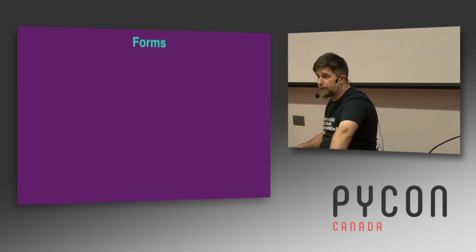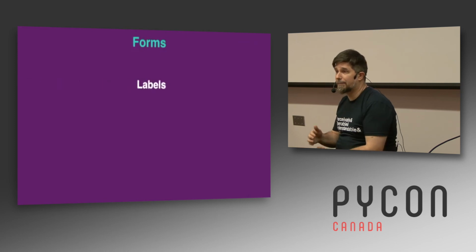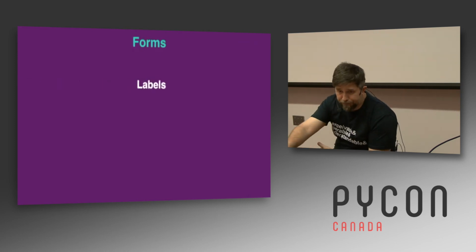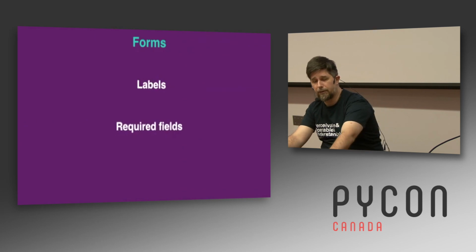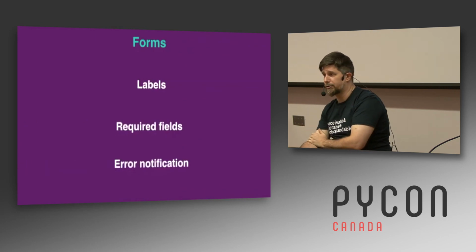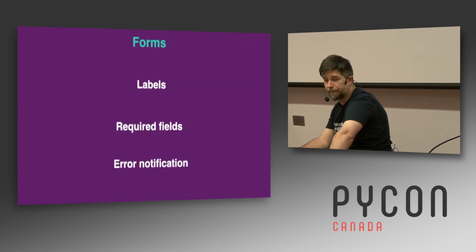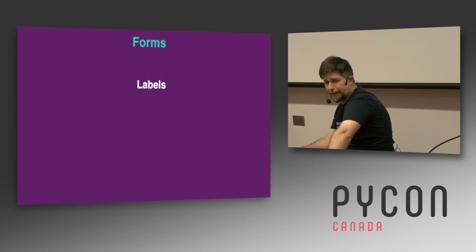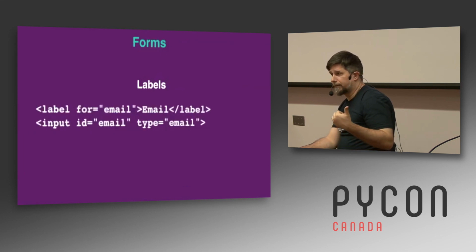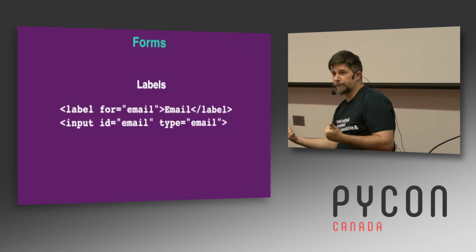The other issue we see a lot of is forms. So forms, we're talking about labels, we're talking about required fields, and we're talking about error notifications. These are probably the three biggest problems we encounter in terms of accessibility. So labels. We have to associate a label with an input field.